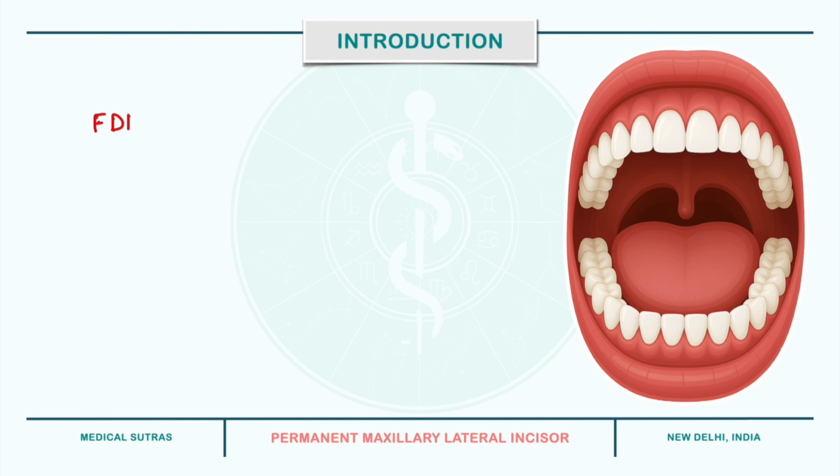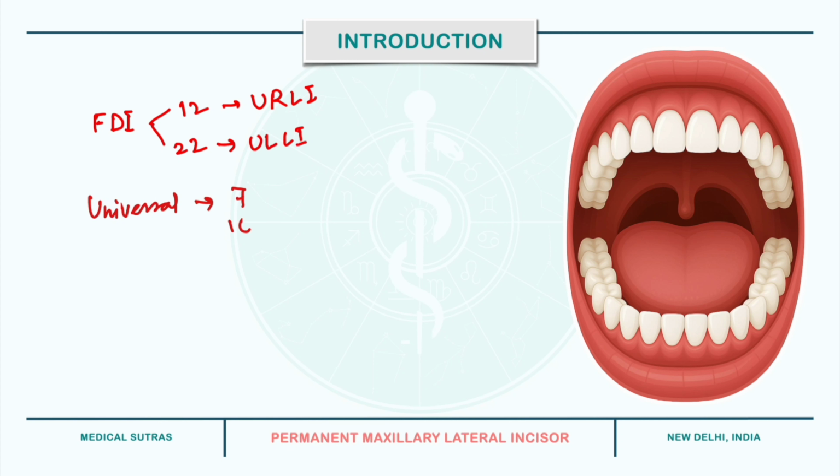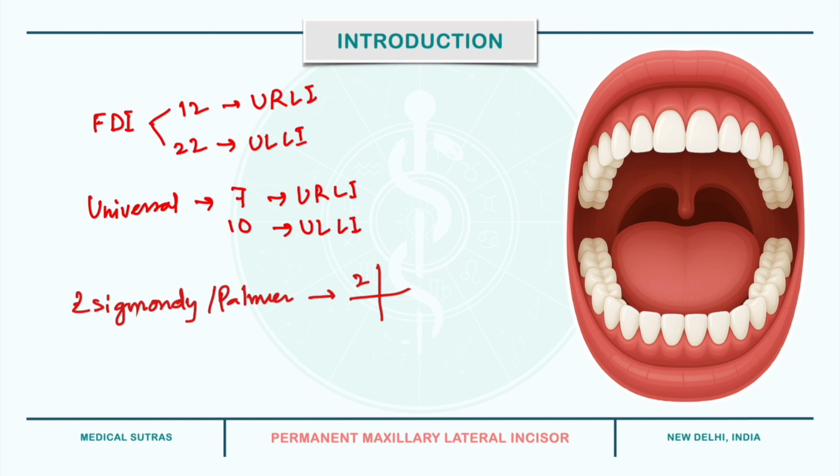As per the FDI system of notation, they are denoted as 1-2 and 2-2, where 1-2 represents the upper right lateral incisor and 2-2 represents the upper left lateral incisor. In the universal notation system, we use the numbers 7 and 10 to represent the upper right lateral incisor and upper left lateral incisor. And in the Zsigmondy-Palmer system of notation, these are designated using the symbol 2-2 or 2-2 for right and left lateral incisor respectively.